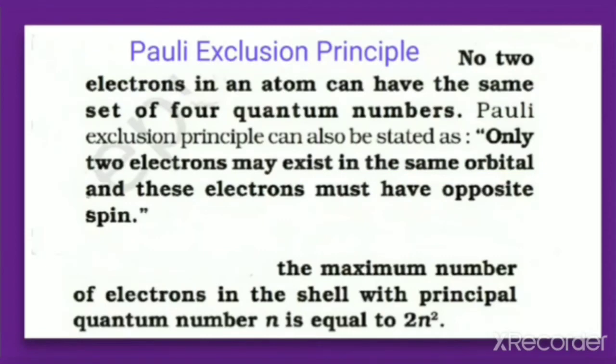Thus, the first point of the Pauli exclusion principle is clear: no two electrons in an atom can have the same set of four quantum numbers. When we do a problem related to this, it will be more clear. This is discussed after the electronic configuration topic, and after that we'll be doing a problem, on the basis of which we can easily understand this point.